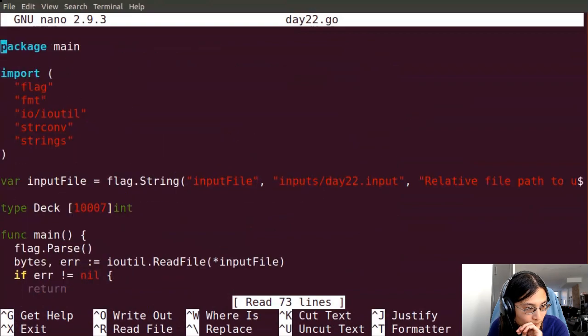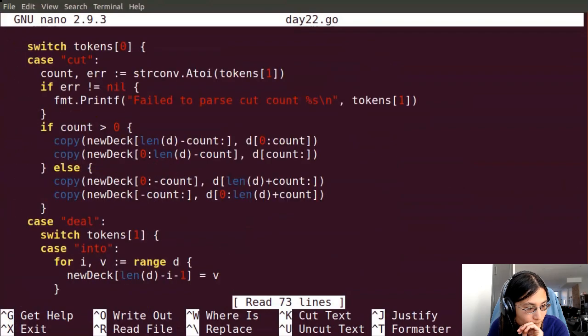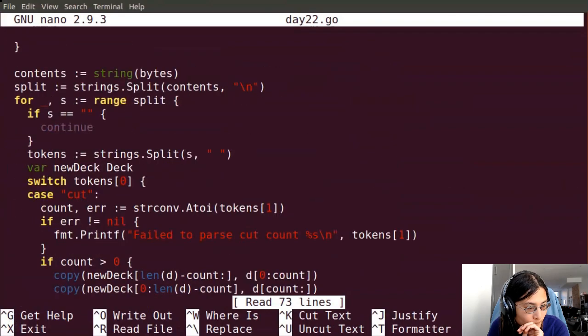So let's see how do I think about this problem differently? Okay. Need to think about contiguous ranges. Really curious how I handle dealing by every N cards.